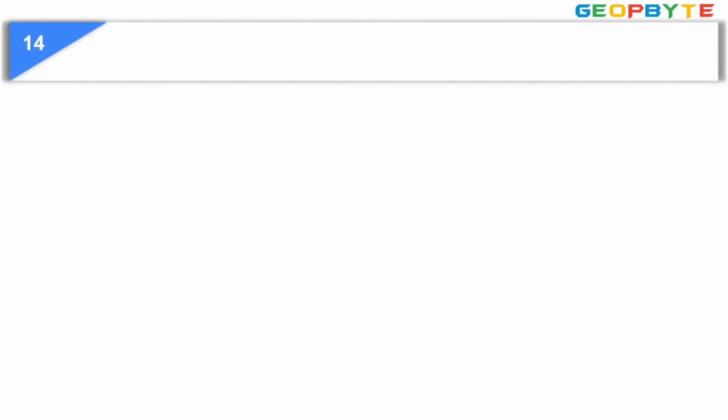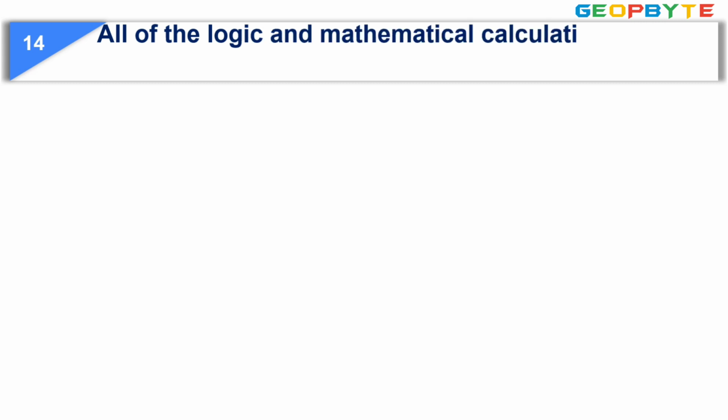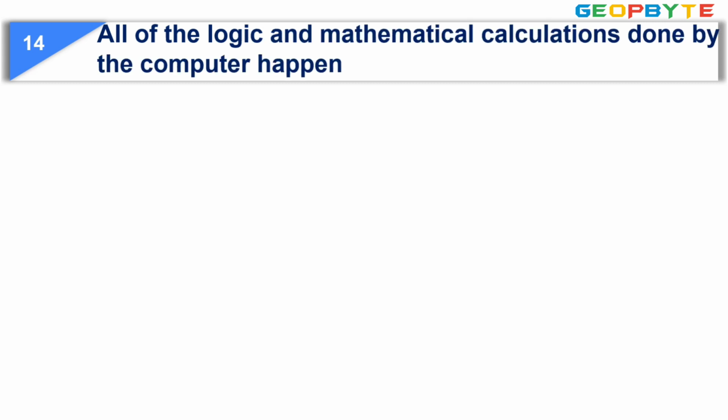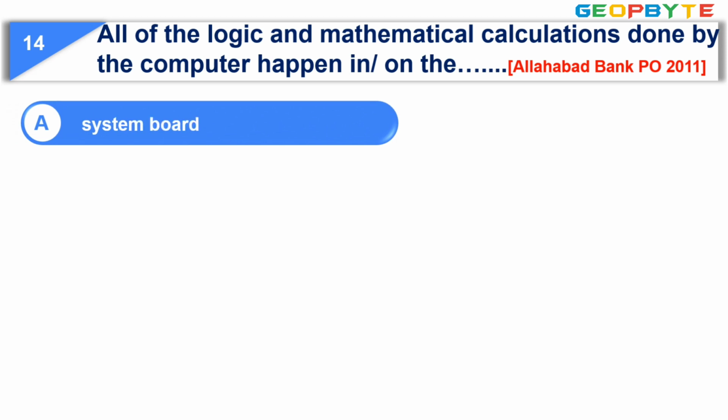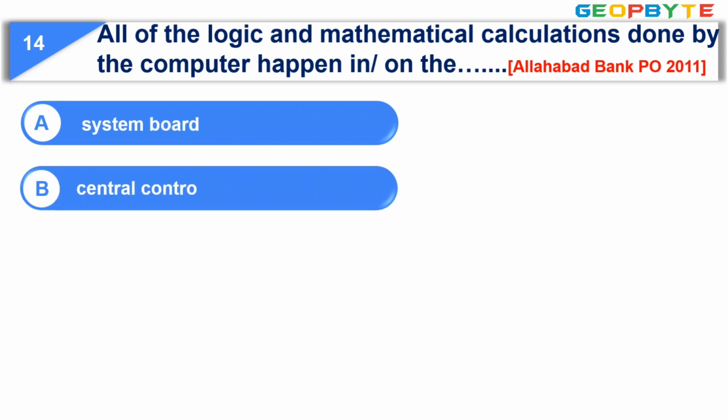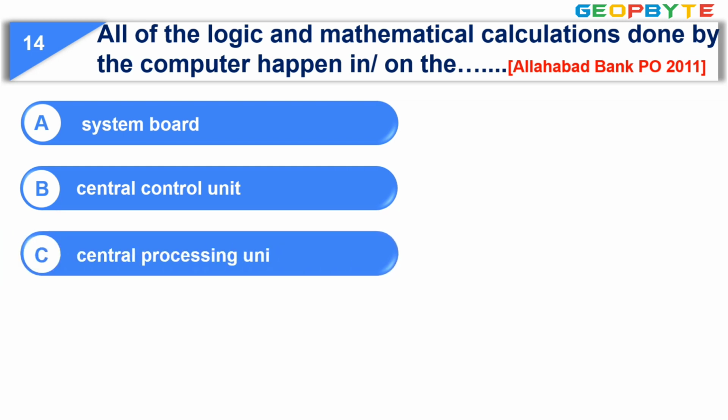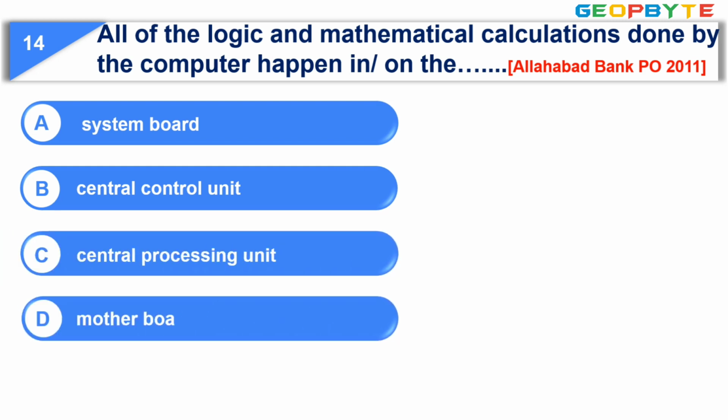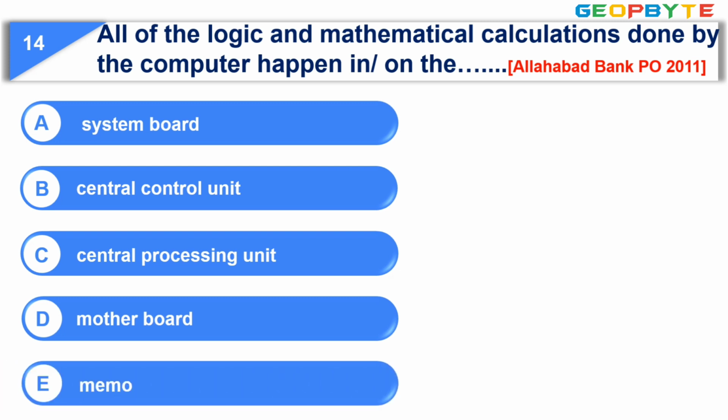Next, moving to question number 14. All of the logic and mathematical calculations done by the computer happen on the: option A, system board. Option B, central control unit. Option C, central processing unit. Option D, motherboard. Option E, memory. And the correct answer is option C, central processing unit.